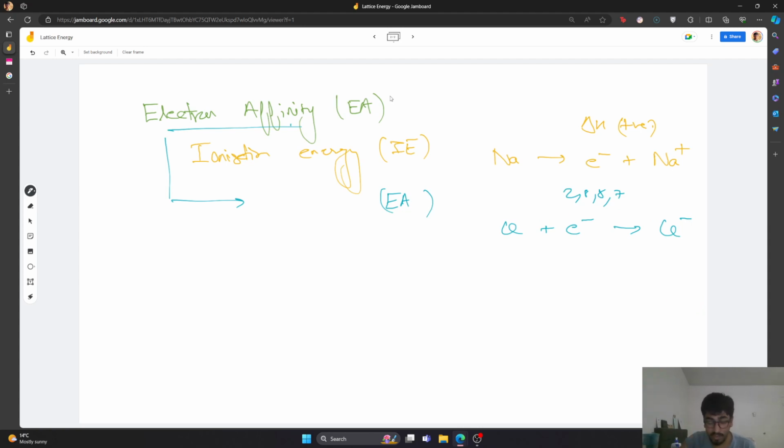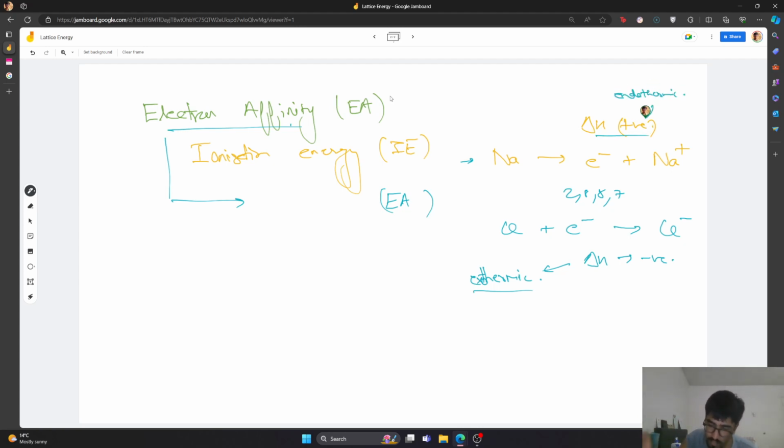In this case, delta H will be negative, right? What it means is it likes it. This reaction is exothermic. It wants that extra electron, and it is happy, and it gives you energy in return. Here in this case, you are tearing an electron out of an atom, so you give in energy, which is why this is endothermic.